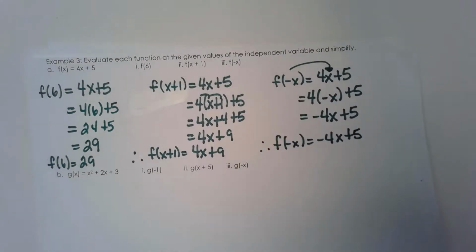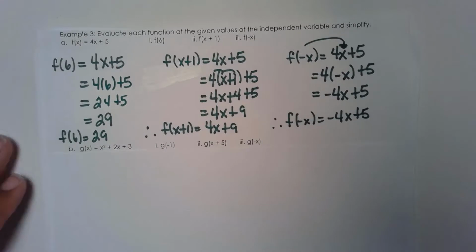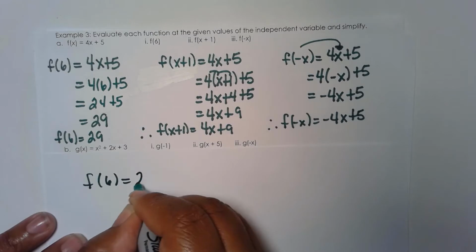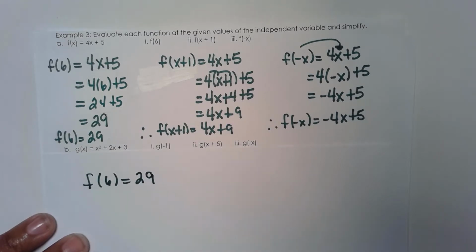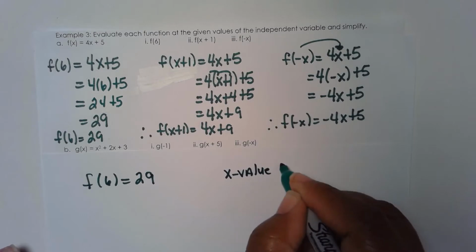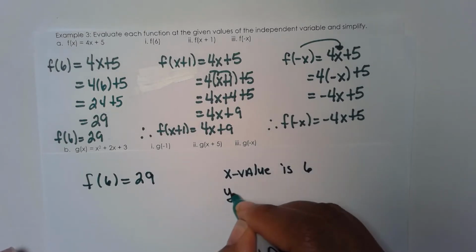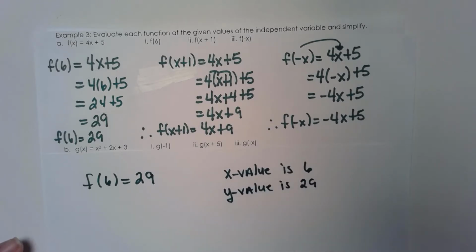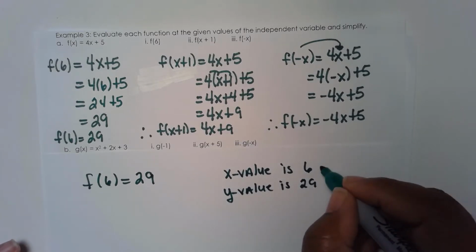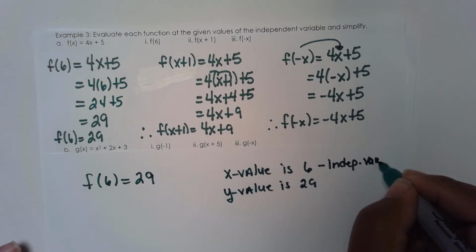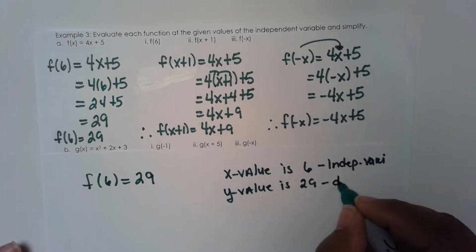So my question to you is, let's look at f of 6 equals 29. What is the x value? The x value is 6. Therefore, the y value is 29. The x value being the independent variable and the y value being the dependent variable.